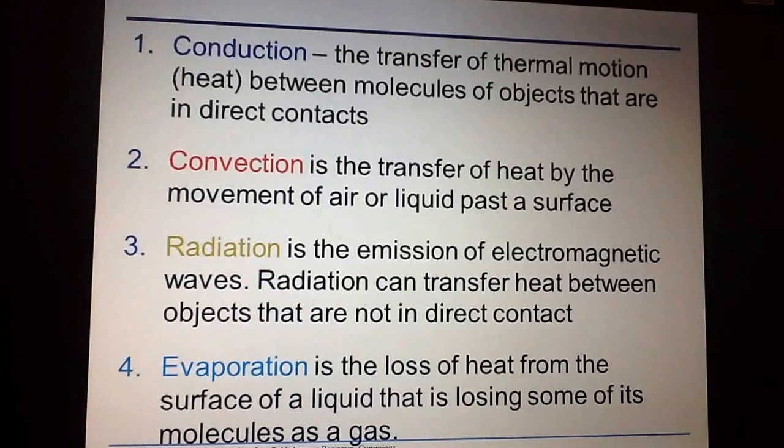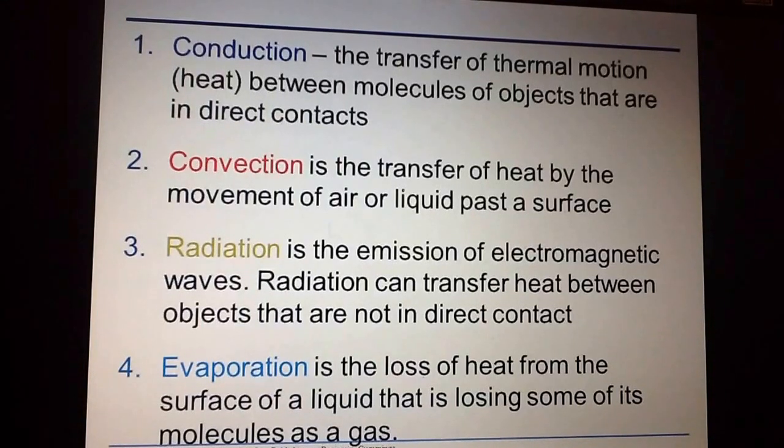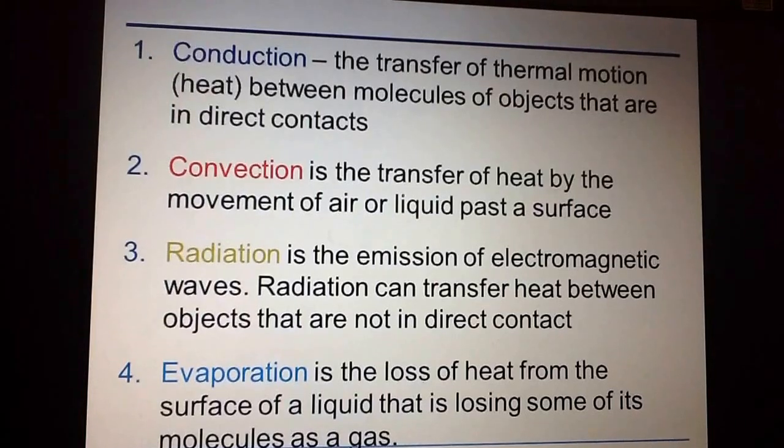Radiation, on the other hand, involves electromagnetic waves, and those electromagnetic waves produce radiation that then allows heat to be transferred from one object to another. There is no direct contact required for radiation. And then evaporation is where we lose heat from a surface by using the liquid that's there. So sweating, right? We produce the liquid sweat, and that allows us to lose heat when the air blows over our body.